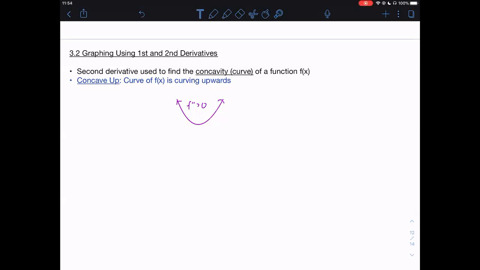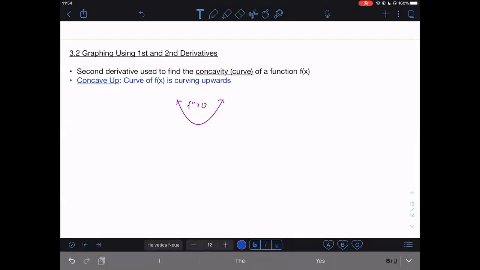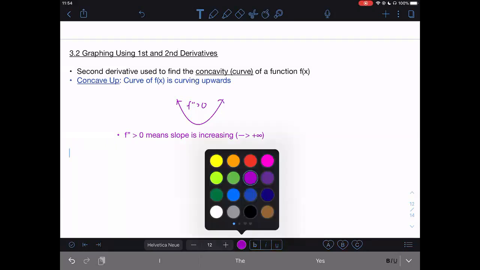Let me make that note here as well. All right, so our second derivative being positive means that the slope is increasing. It is heading towards positive infinity. Here we go. But if it's concave down, in that case, that would be the opposite.